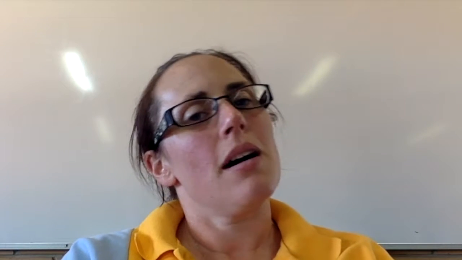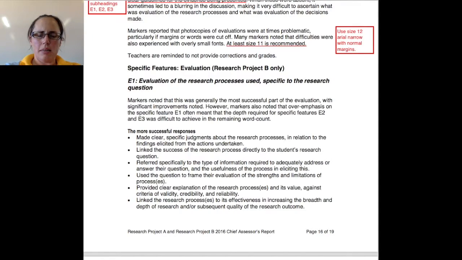Okay guys, so the next part of the Chief Assessors report that I'm running through is the E1, which is the evaluation of research processes used that are specific to the research question. What you need to think about in particular in this one is the fact that they've used specific to the research question, which means you need to talk about the types of sources that you accessed and the way that you use those sources, which not everyone ends up using.